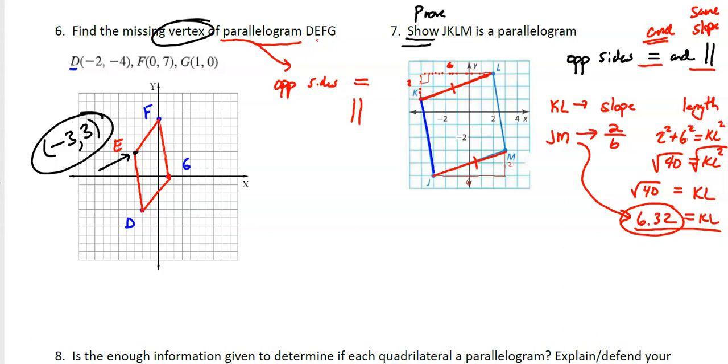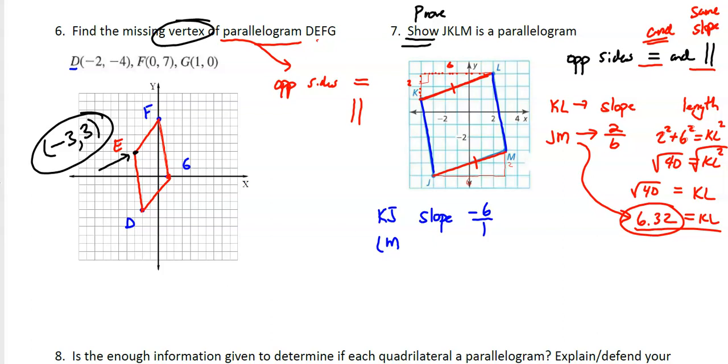Slope for this line, it drops 1, 2, 3, 4, 5, 6 over 1. So KJ has a slope of down 6 over 1, so a slope of -6. And so does LM. LM also has the same slope. So I know that they're parallel.